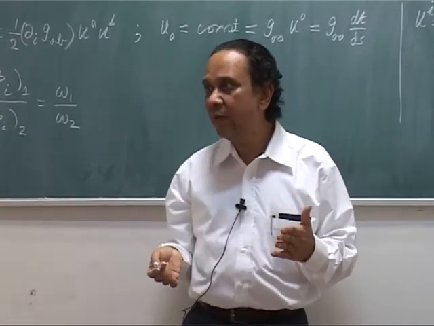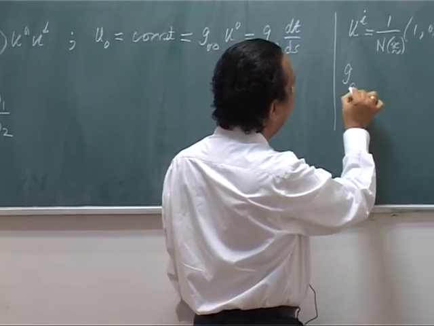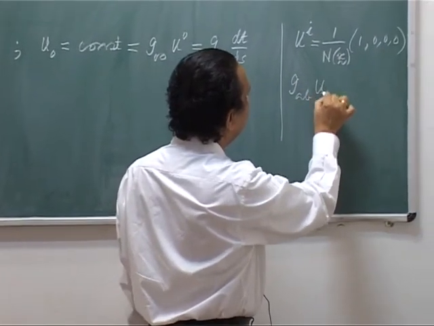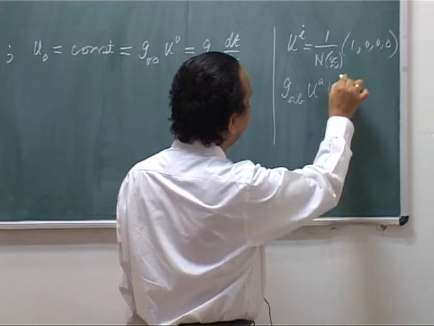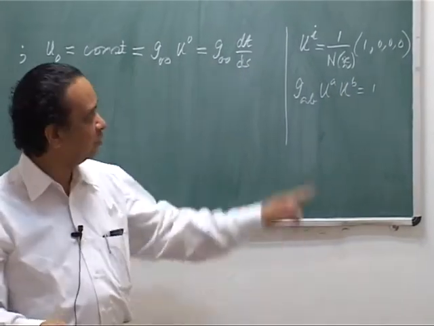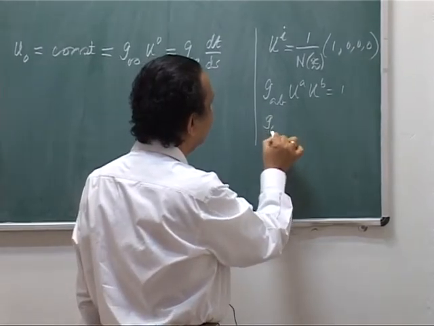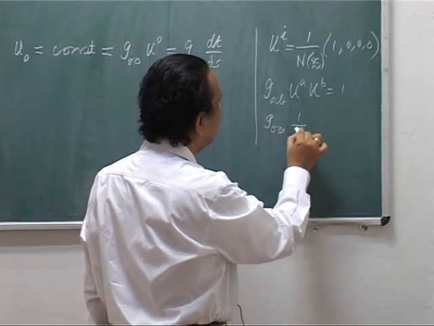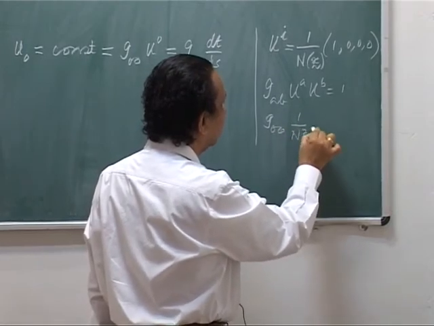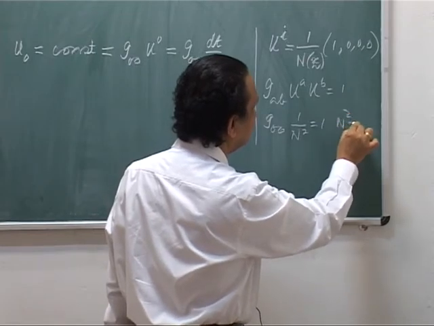Now the overall normalization has to be fixed by the fact that if I take G_AB U^A U^B, I want it to be equal to 1, right. It has only the 0 components left, that means G00 into 1 by n square is equal to 1. So n square is nothing but G00.